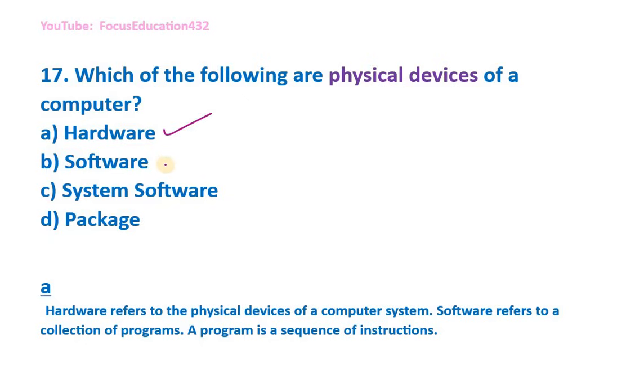This is of course a physical device. Software is not; this is code. System software is also code only. Program means a group of programs. Software means a group of programs, you can say. A package is also related to software only.